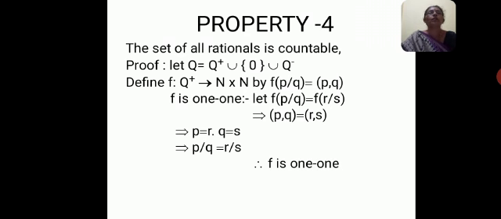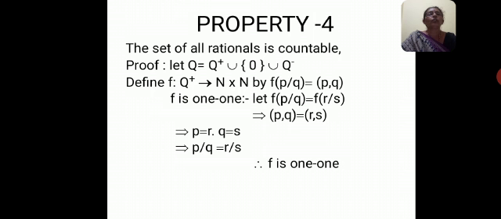Property 4. The statement of property 4 is: the set of all rationals is countable. Proof of this: let Q equal to Q plus union of the null set union of Q minus. Define the function f from Q plus to N cross N by f of p by q is equal to (p, q). f is one-one.